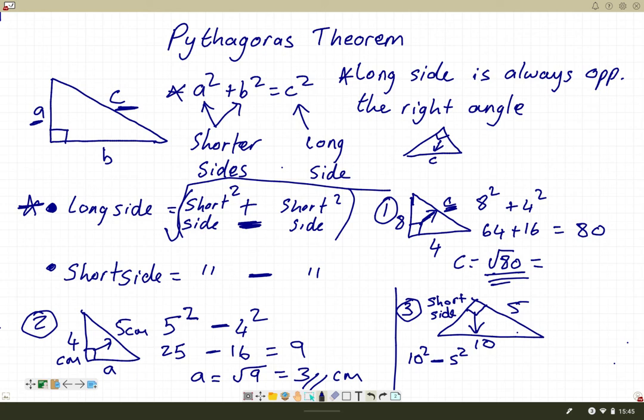10 squared is 100, take away 25 gives me 75. Then for the side that I need to work out, all I need to do is square root 75 to get my answer. I haven't got a calculator, guys, so I leave my answer like this. If you have got a calculator and it's a calculator paper, put this into your calculator and then write your answer as a decimal. Okay, guys, I hope that helps you with Pythagoras.